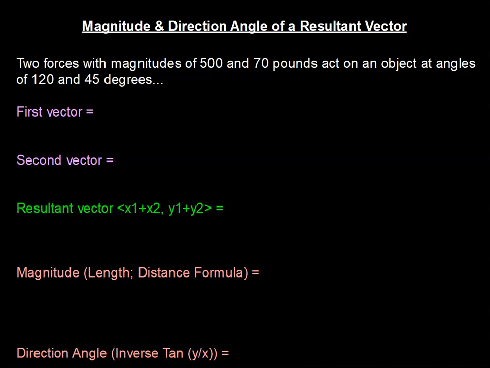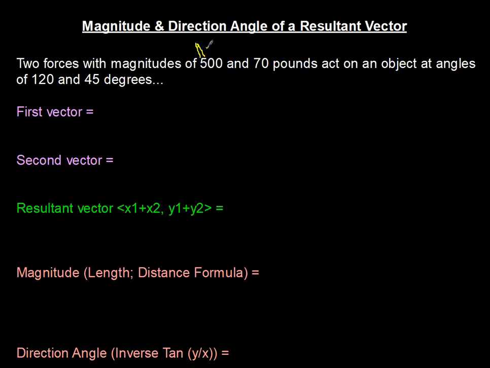Hey guys, so we're going to go over the magnitude and direction of a resultant vector. So you've probably seen a problem where they give you two magnitudes, which is just the length, and two angles. So I'm just going to make a note over each one of them.